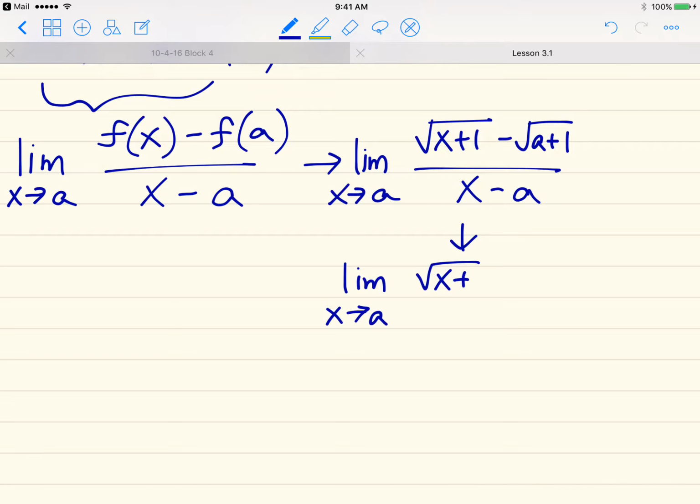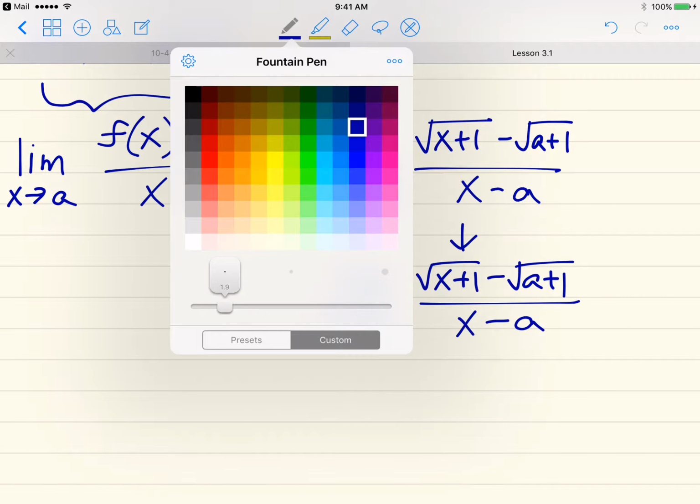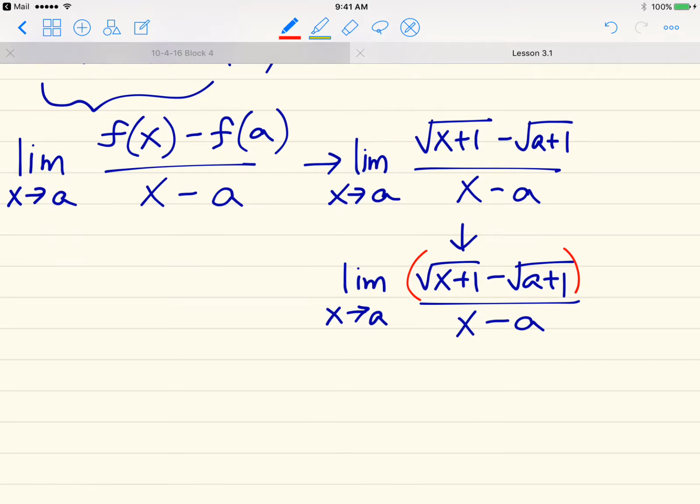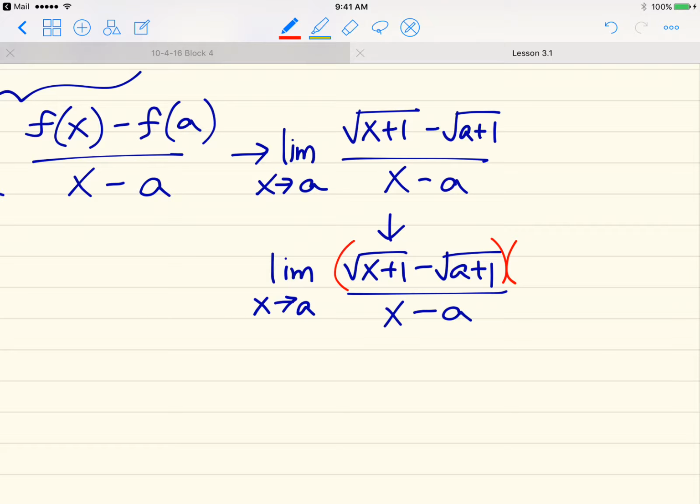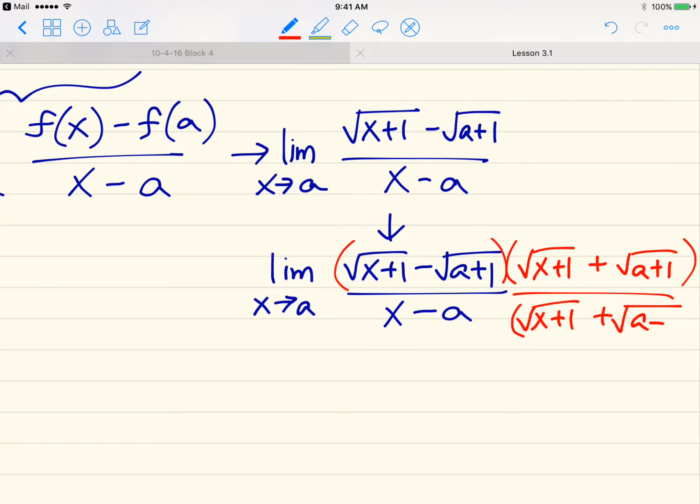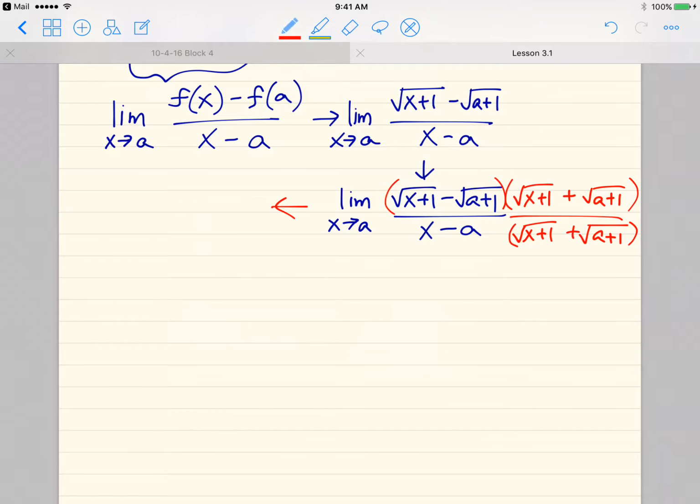What that means is I have to multiply the numerator by its conjugate, radical x plus 1 plus radical a plus 1, to cancel out the middle terms, all over the same thing, radical x plus 1 plus the square root of a plus 1. And then, when we FOIL that, radical x plus 1 times radical x plus 1 just becomes x plus 1.